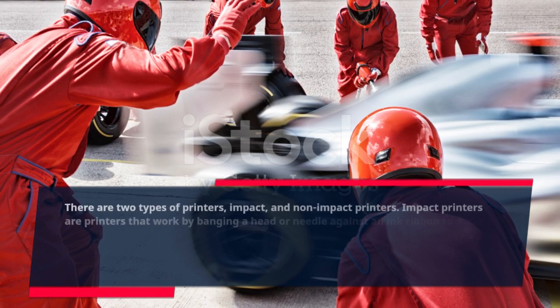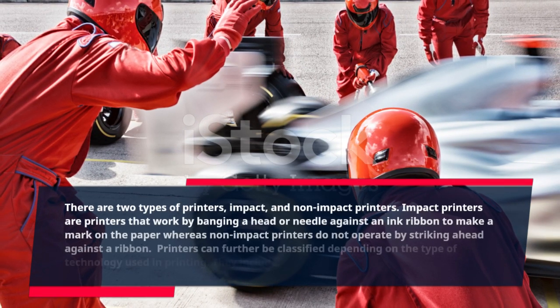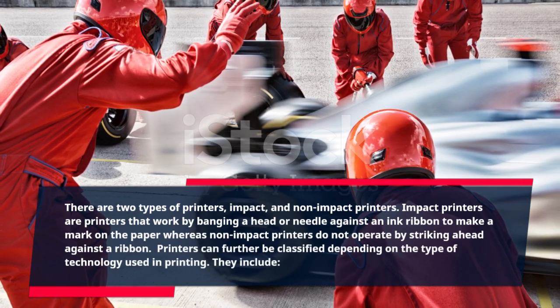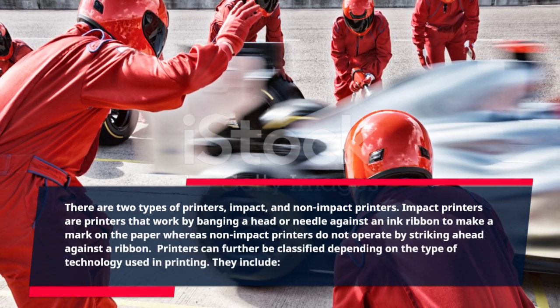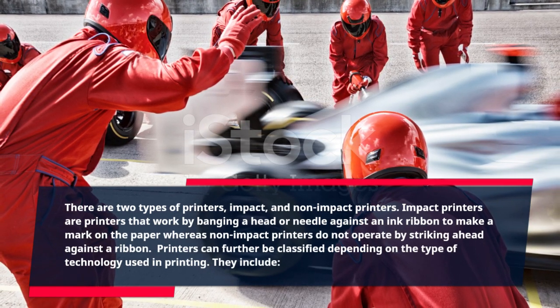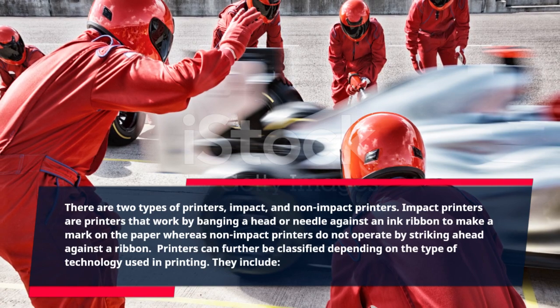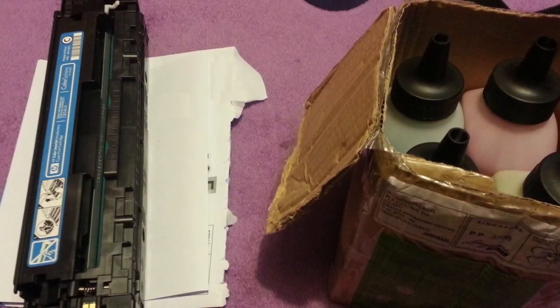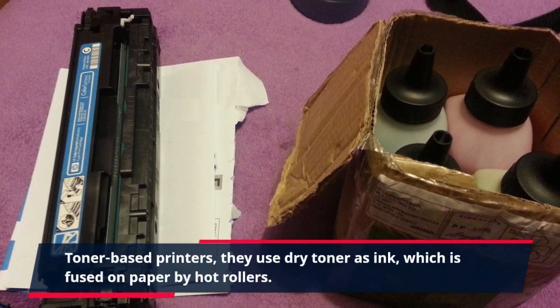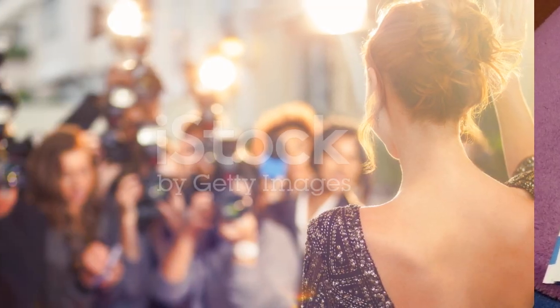Impact printers are printers that work by banging a head or needle against an ink ribbon to make a mark on the paper, whereas non-impact printers do not operate by striking the head against a ribbon. Printers can further be classified depending on the type of technology used in printing. They include toner-based printers. They use dry toner as ink, which is fused on paper by hot rollers.